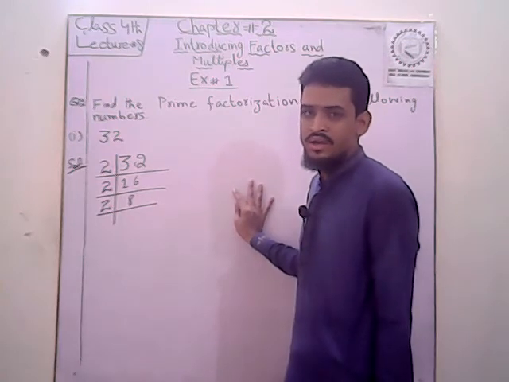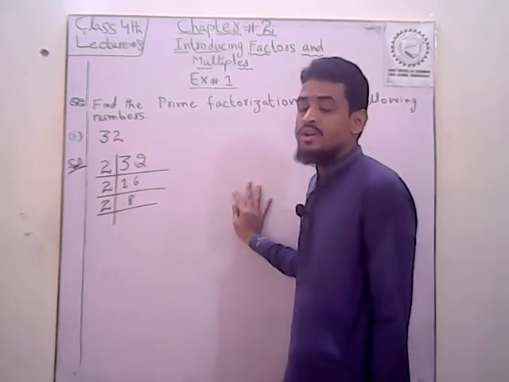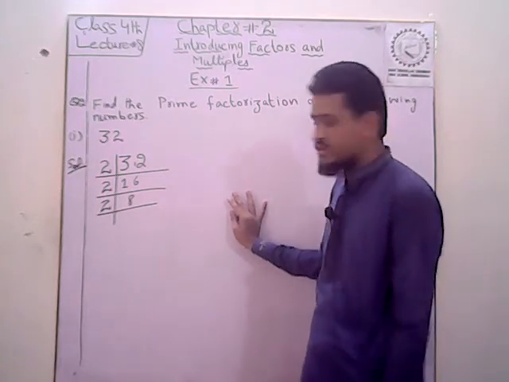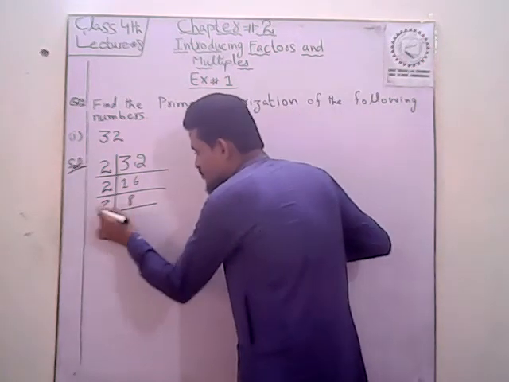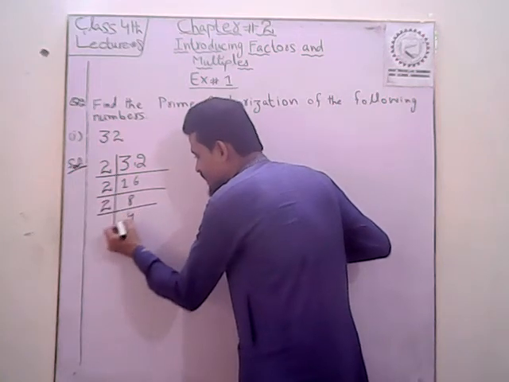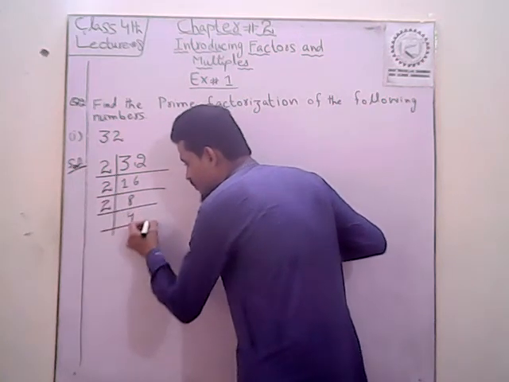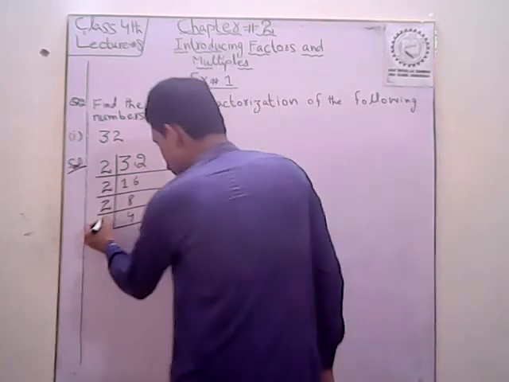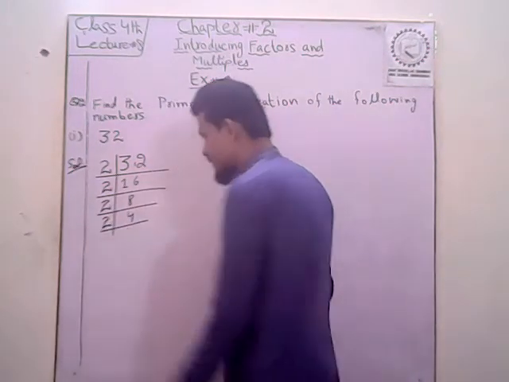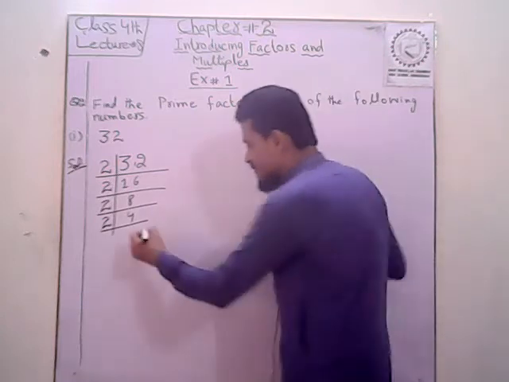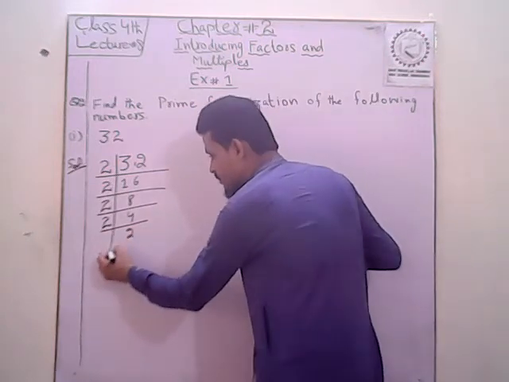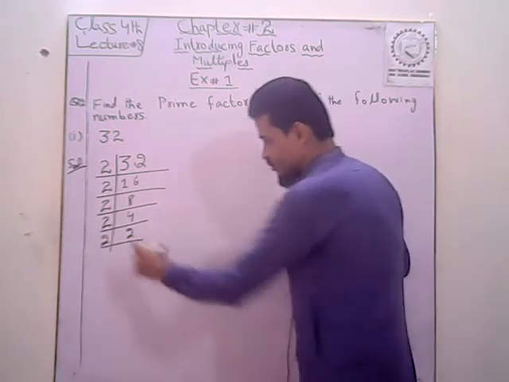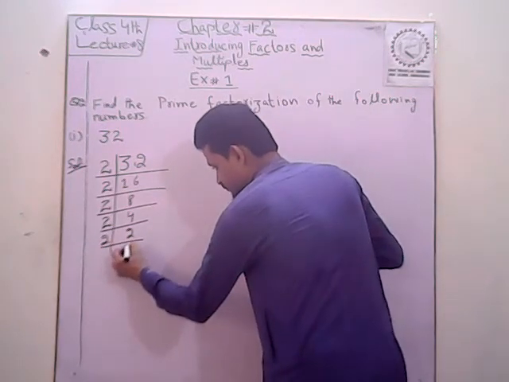2 2 ज़ा 4, 2 3 ज़ा 6, 2 4 ज़ा 8. So 2 4 ज़ा 8, we write here 4. Similarly 2 2 ज़ा 4, we write here 2, and again we write here 2. 2 1 ज़ा 2.